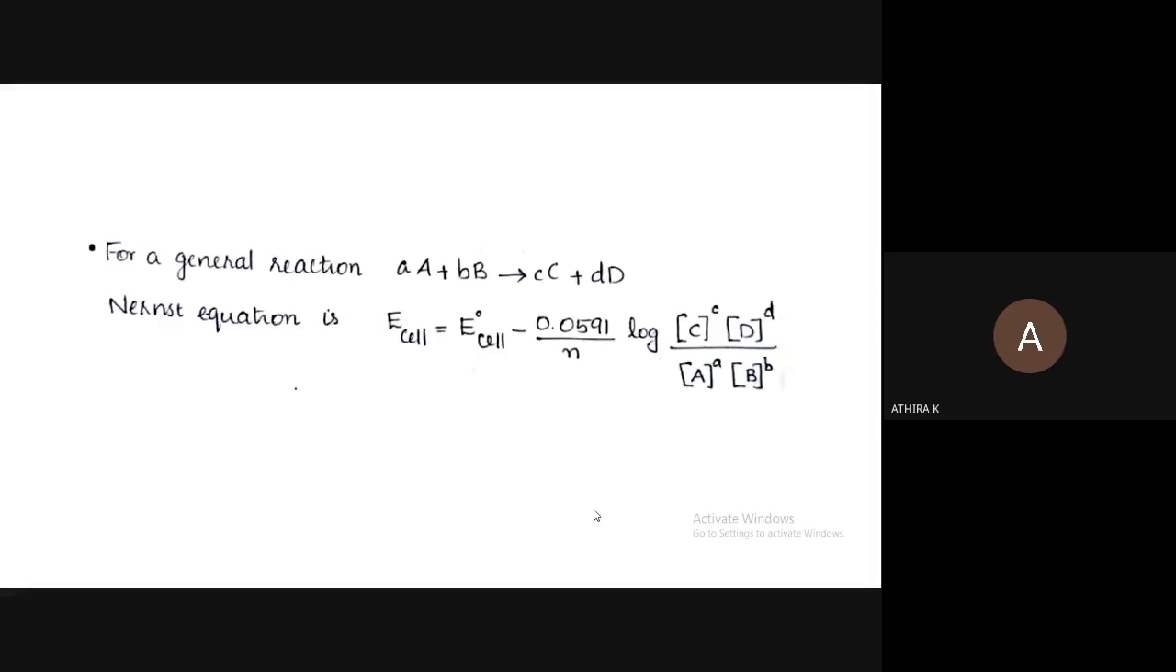Now if we have a general reaction like this, A plus DB gives CC plus DD, how does the reaction quotient come?